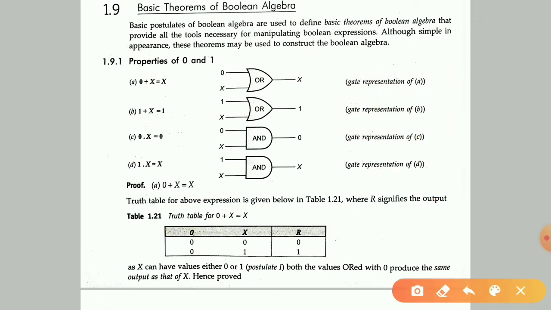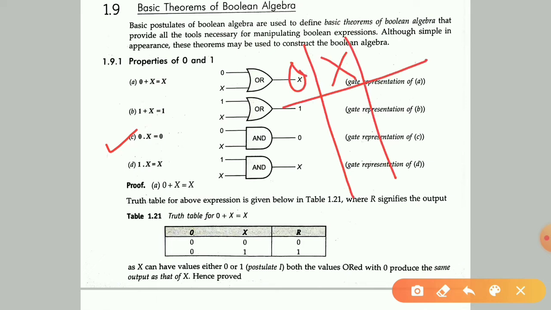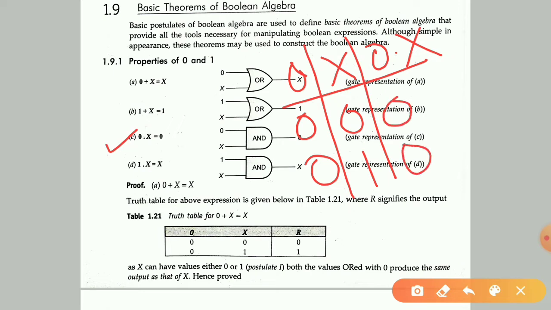Now let's move to the third relation with the help of 0: 0 dot x equals to always 0. Let's see how. I am making a truth table with 0, x, and here we are finding 0 dot x. So this is 0 0. Now I am giving values 1 0 and 1 1. If we want to find 0 dot x, 0 dot 0 gives you 0, 0 dot 1 gives you again 0. So you can see the result is always 0. That's why the third relation, point number C, 0 dot x equals to 0.